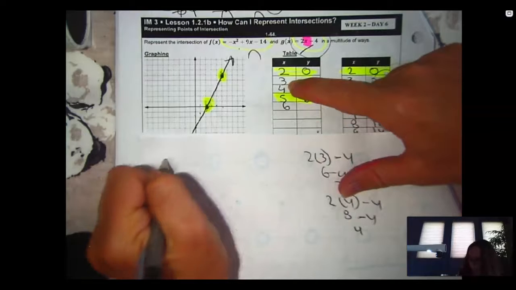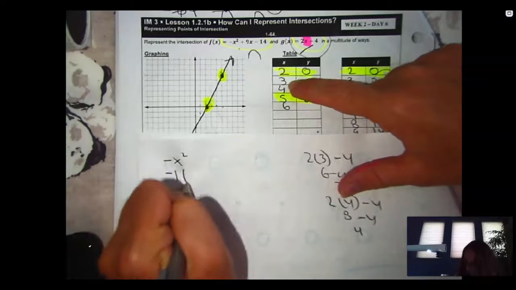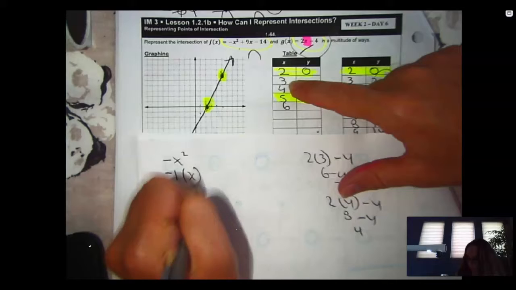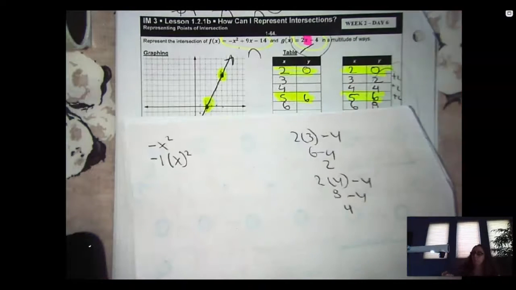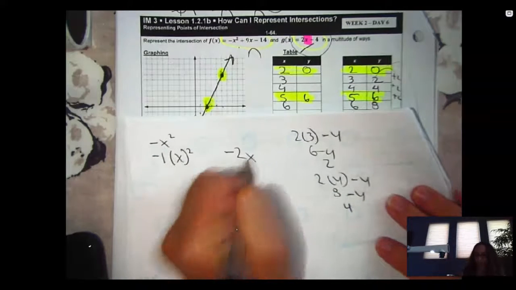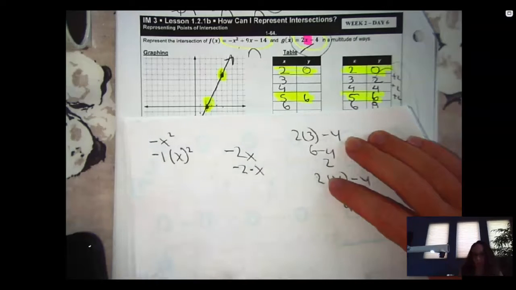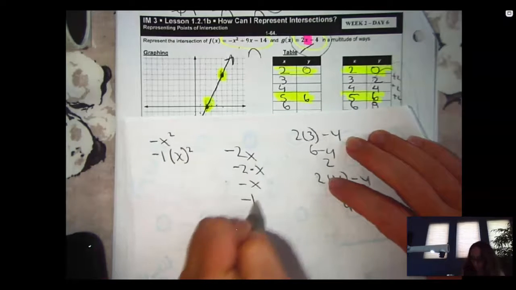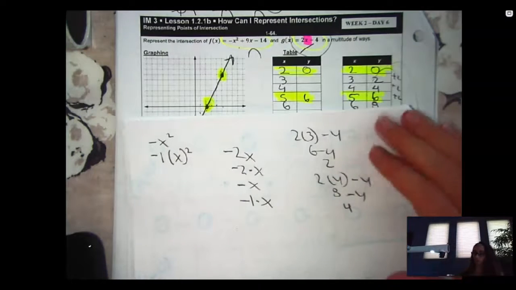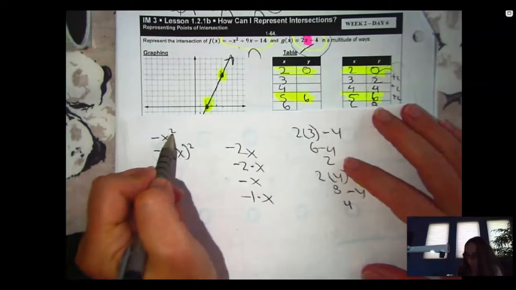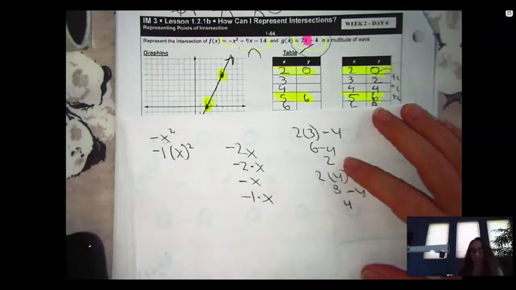This is going to be negative x squared, which really means negative 1 times x squared. Okay, hold on, I have to pause it because my computer's about to die. So remember before when we were doing exponents and I said negative 2x really means negative 2 times x? So negative x really means negative 1 times x. Same thing, okay? By the way, you can see the squared is touching the x, but not touching the negative.